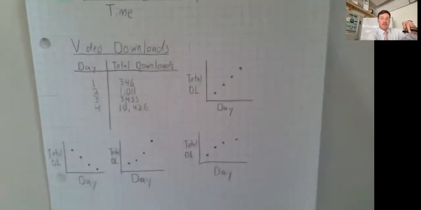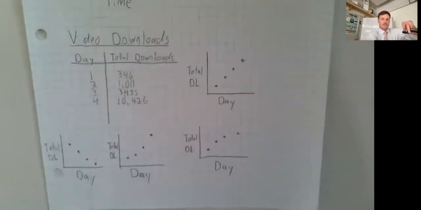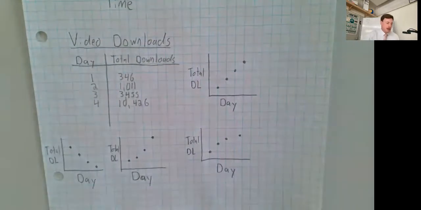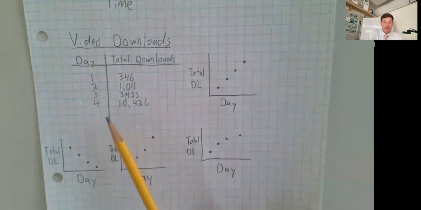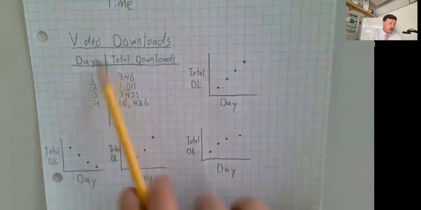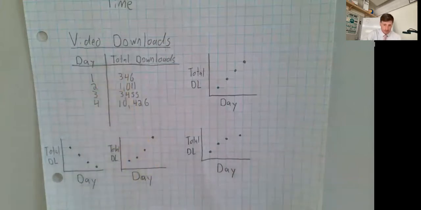For our second example, you do not have to draw all of these graphs. We're going to actually try to tell which is the correct graph based on the data that we have in this table. So the example here is video downloads.